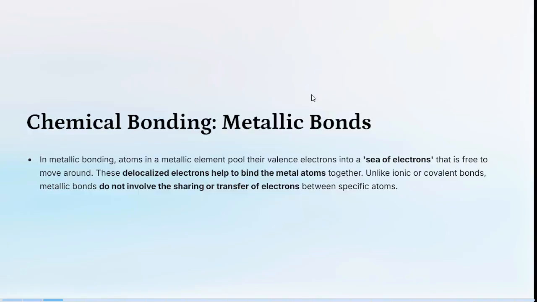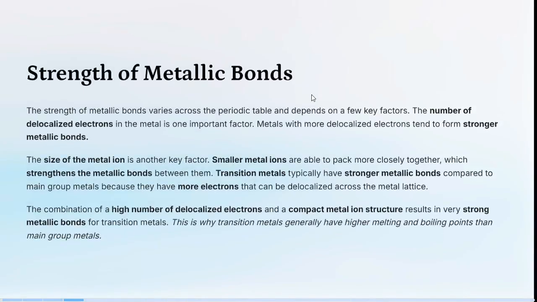Let's see the strength of metallic bonds. The strength of metallic bonds varies across the periodic table, and it depends on some key factors. One of these key factors is the number of delocalized electrons. When the number of delocalized electrons is more, the bond is stronger. So metals with more delocalized electrons tend to form stronger metallic bonds.